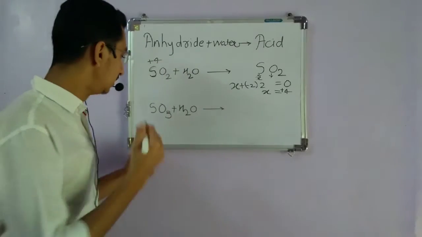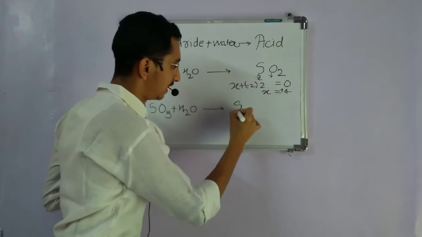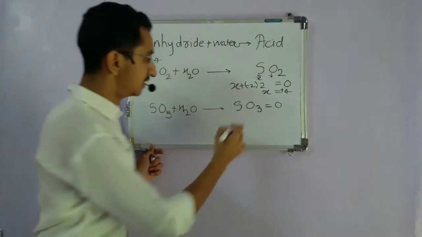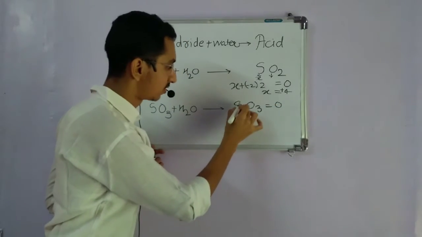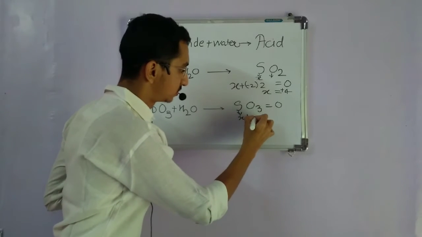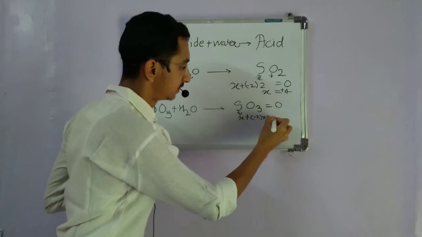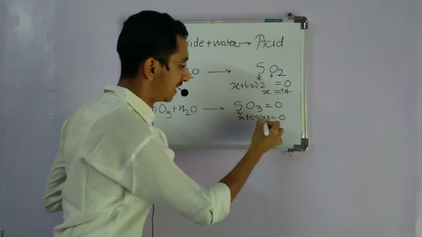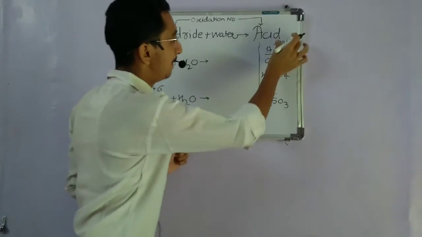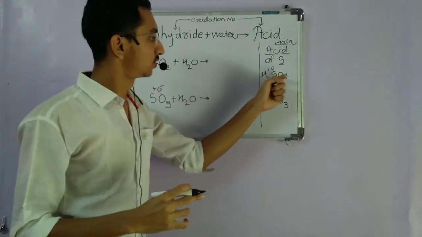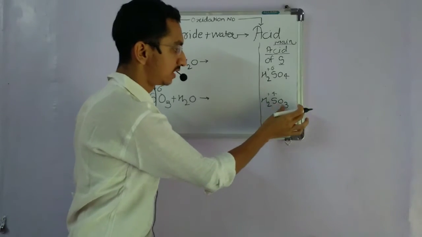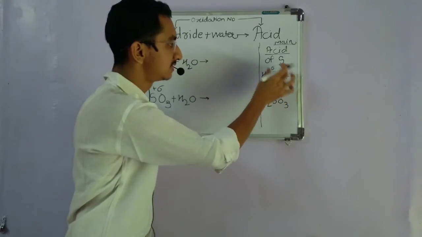Now SO3, total charge is 0. Now we have to find the oxidation number of sulfur, let it be X plus -2 times 3 equals 0, X - 6 = 0, so X equals +6. We know the main acids of sulfur are H2SO4 and H2SO3. Here the oxidation number of sulfur in H2SO3 is +4 and in H2SO4 is +6.